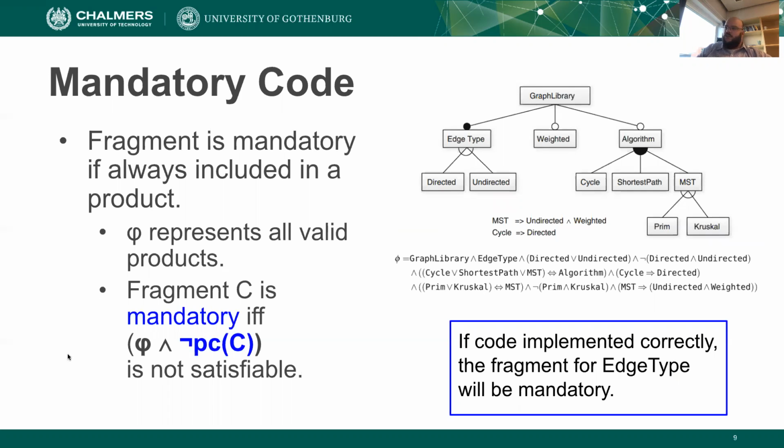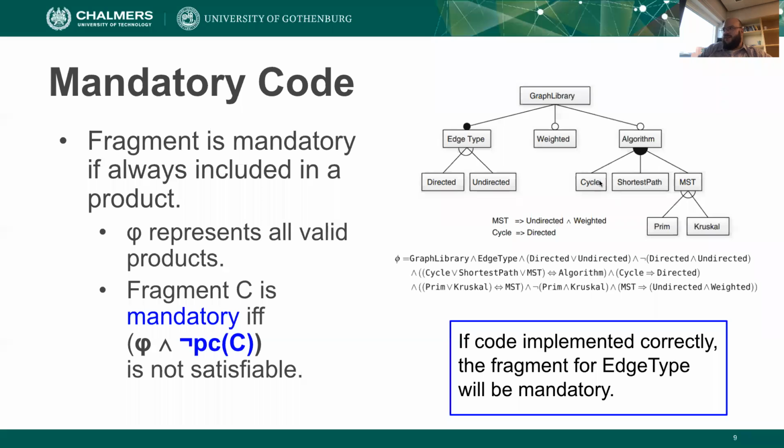Right. So in other words, if we go to our SAT solver and we ask it to find us a solution that satisfies the feature model and does not meet the presence condition, and if it comes back and says, no, there's no way to do this, that means it's a piece of code that's always going to be included, right? According to our model, this piece of code will be in every single product we ever choose.